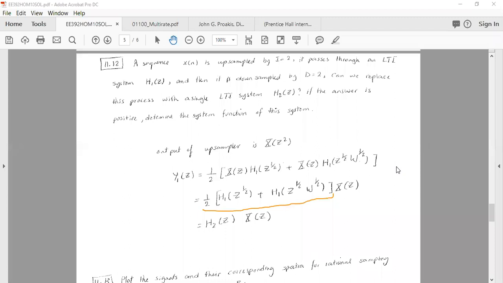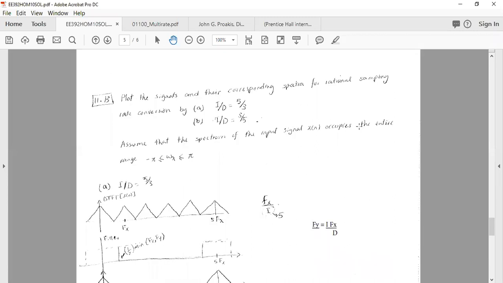Moving on to the next question. That is question number 11.13. Plot the signals of their corresponding spectra for rational sampling rate conversion by I upon D is equal to 5.3.